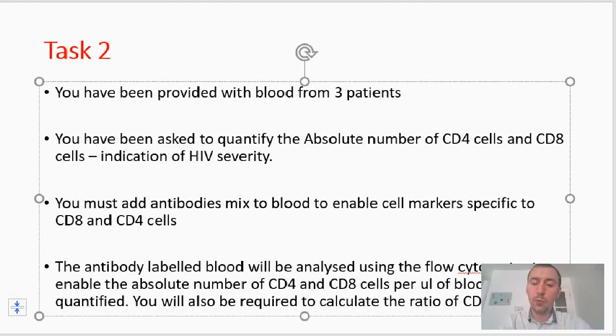And you'll also be asked to calculate the ratio of CD4 to CD8, because this is also important in the clinical decision. Now, there's a lot more information on the background to the flow cytometer in the presentation provided on BabyLearn and on the link on this presentation.